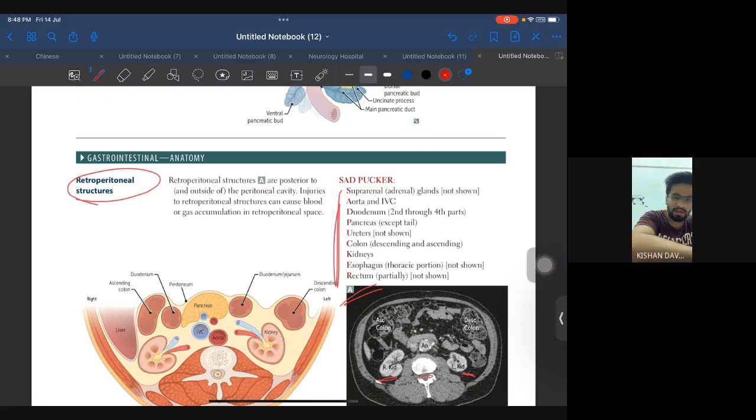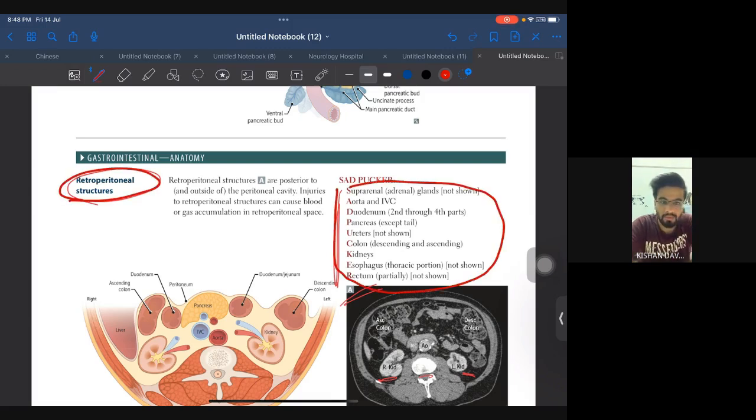All right, let's start with GIT anatomy. So in anatomy, these retroperitoneal structures, you have to remember them. Okay, you have to remember them. There is nothing we can do. Okay, so just remember this mnemonic, and you will be good to go.